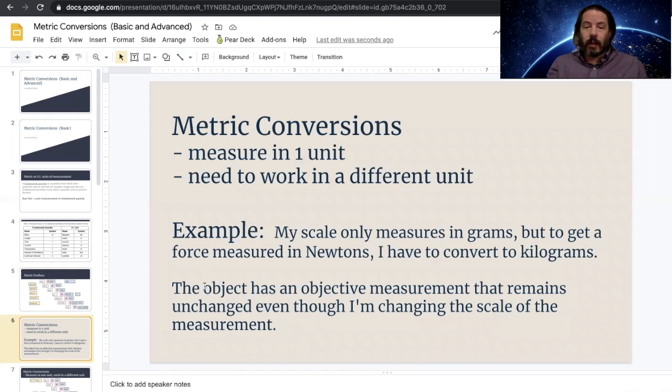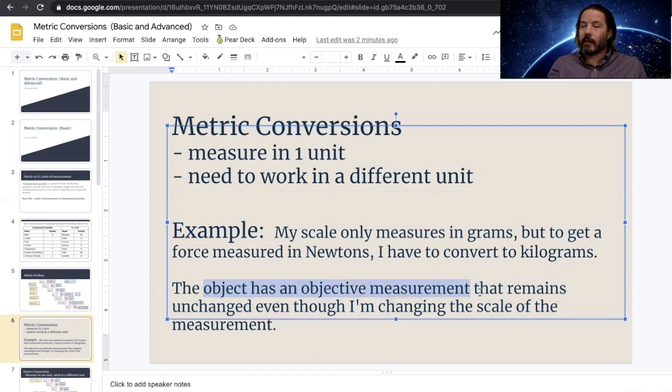Now, when we do a conversion, the object has an objective measurement. So for example, the length and width of my phone, I could measure this in meters. I could measure this in kilometers. I could measure this in centimeters. Does actually changing the unit of measurement change how big the phone is? No, it does not. Okay, so we're changing the units, but we're not actually changing the objective reality of what that measurement is representing. Okay, so that's important to understand. So this remains unchanged even though I'm changing the scale of the measurement.